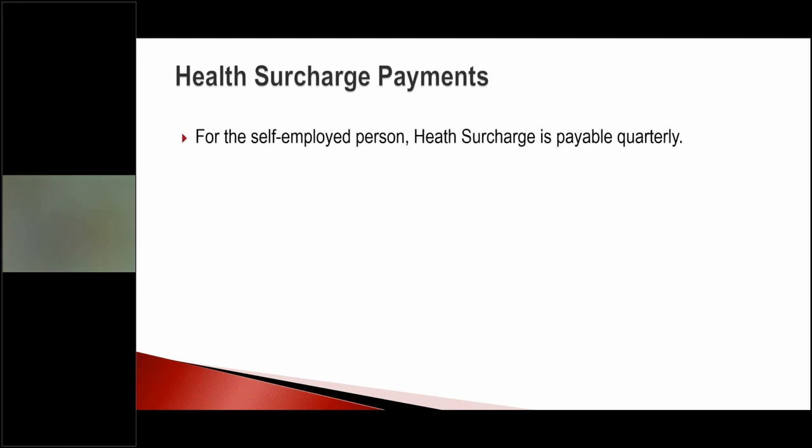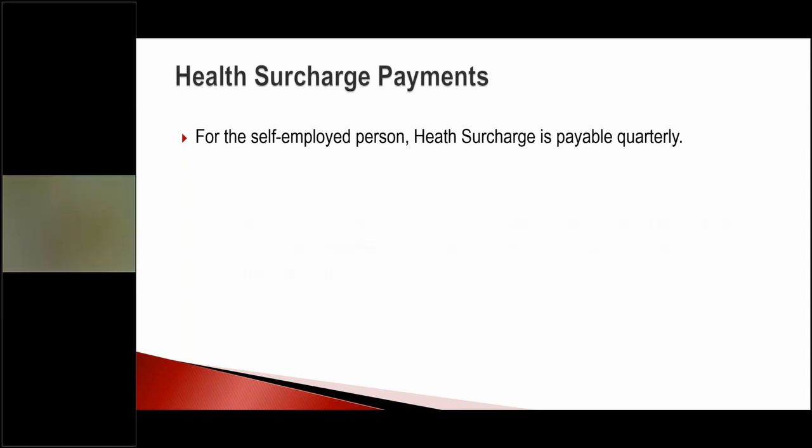So, health surcharge payments for the self-employed person. Health surcharge is payable quarterly, and you all are self-employed persons. So for you, you ought to be paying it on a quarterly basis, $107.25, because you're assuming that you're making more than the $469.99, and therefore you pay it at $107.25 for the quarter period.